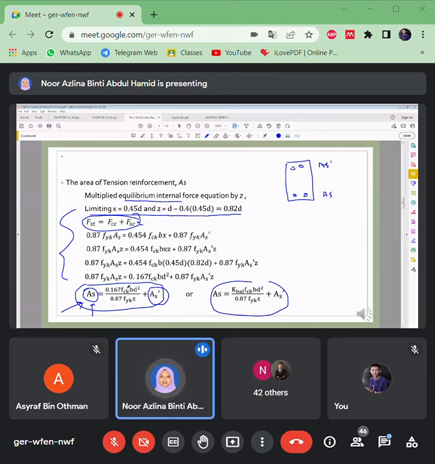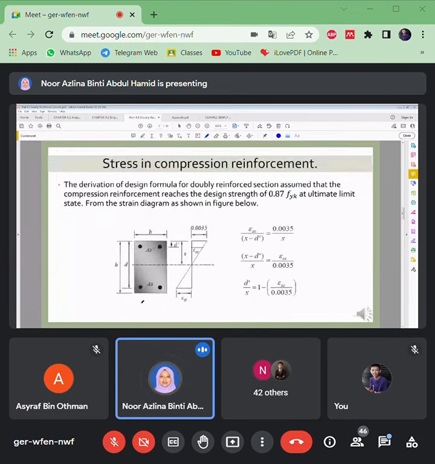Okay, so all the labels here are familiar, right? FCK, FYK, BD power of 2 and also the Z1 here. So this is how we do the checking for stress in compression reinforcement, because compression reinforcement has a D prime here. The checking is actually from this strain block diagram, which is 0.0035 strain for this concrete here, with the neutral axis with the depth of X.